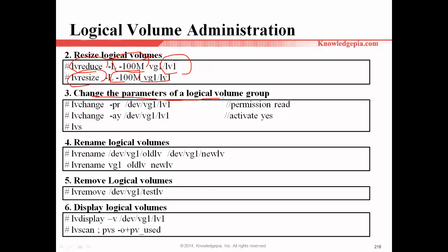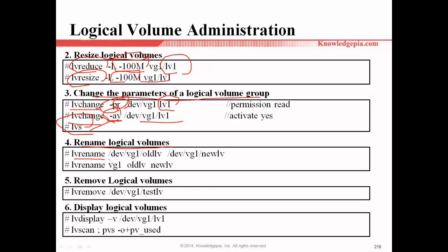Change the parameters of the logical volume. So in this case, we can use lvchange here. For permission, read only, give the read permission to logical volume 1. With this one, activate yes, to logical volume 1. And if we want to see this kind of information about the special parameters, then we can use lvs.